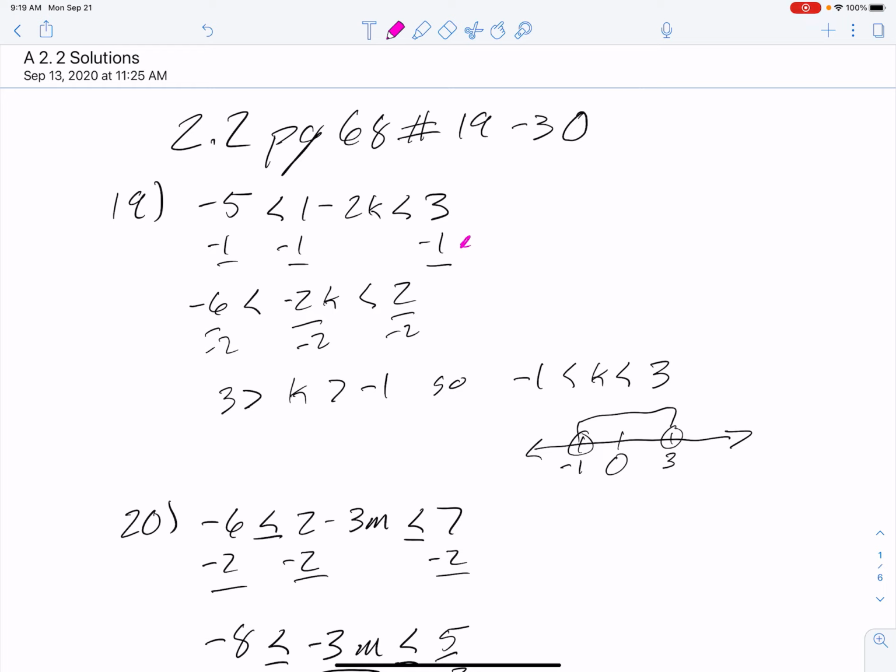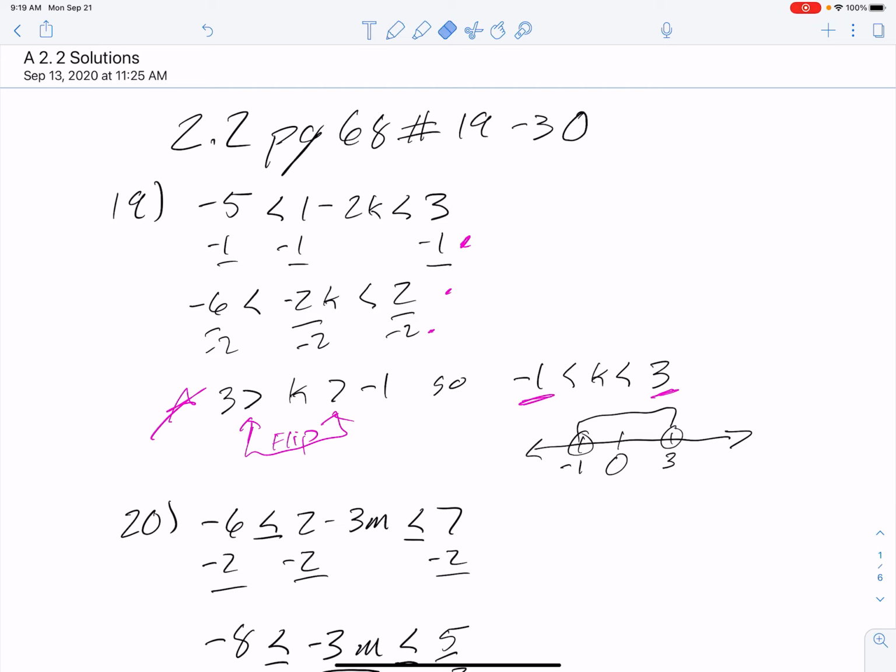So I end up with -6 is less than -2k is less than 2. Divide by -2, which means that I need to flip. Let's not mark that so it looks like an equals sign. So I make sure and flip my inequalities. Now, technically, you are allowed to leave it like this, but I think most of us prefer to see the smaller value on the left with the larger value on the right.